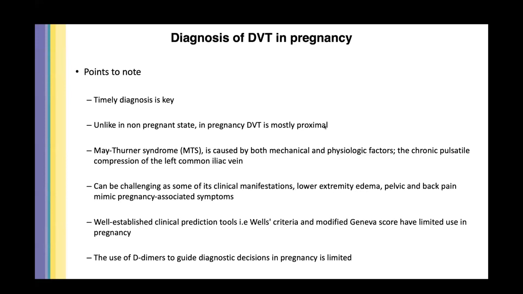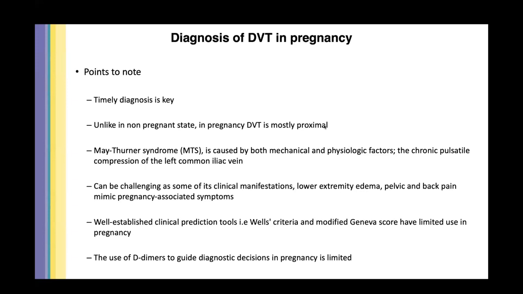We can apply them, but they are not very good tools for us to use in obstetrics. And I'll just show what protocol you go through when you have a patient suspected of thromboembolic disorder in pregnancy. The use of D-dimers to make a decision is also not very prudent, because we know in pregnancy, your levels of D-dimers would definitely be on the higher side.